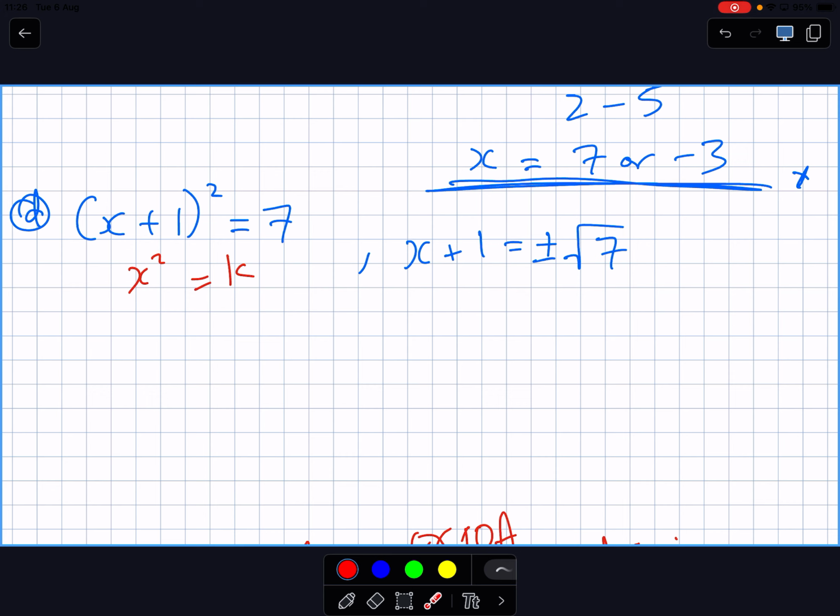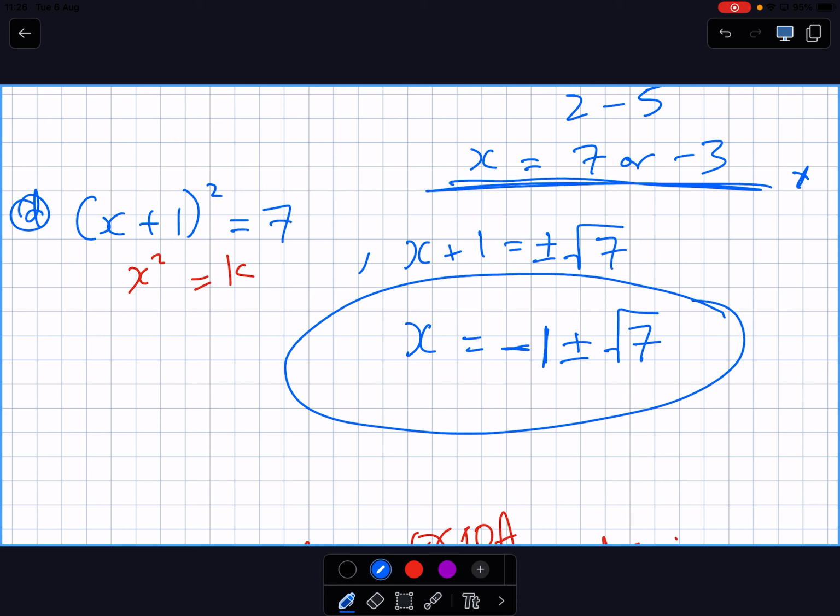Taking 1. So if I took 1 from both sides, it will be x is equal to negative 1 plus or minus root 7. And you literally leave it like that. Because you can't get it more accurate. If you go on your calculator and find square root of 7, it's a number and the decimals never end. You don't have time to write a never-ending decimal on your piece of paper. So your answer stays at negative 1 plus or minus root 7. Can you get that down, please?